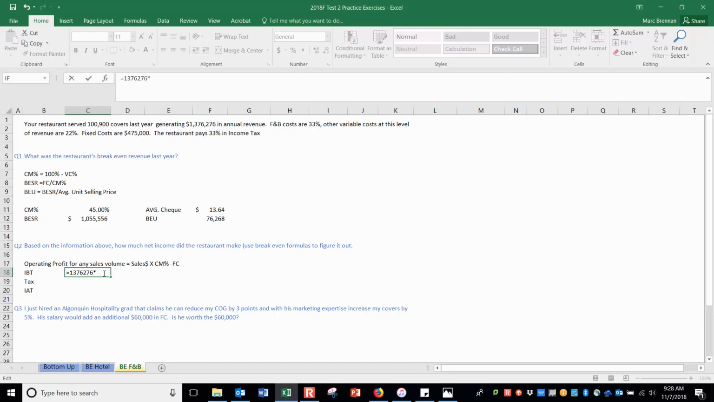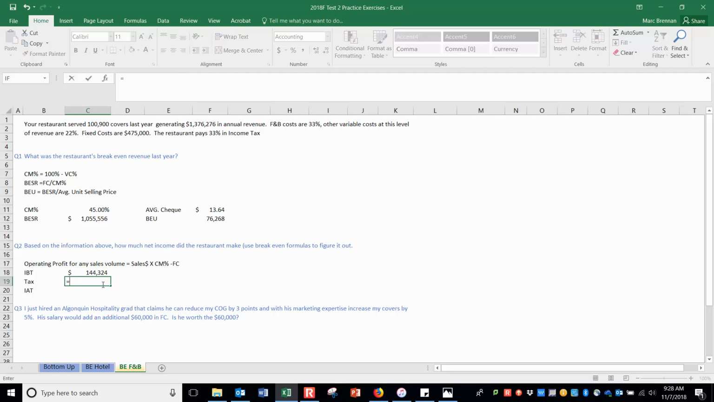So we would multiply that by our contribution margin percentage, 0.45, which we found out here, minus our fixed costs, $475,000. That should give us our operating profit for that amount of revenue. Okay, and that's all we did there.